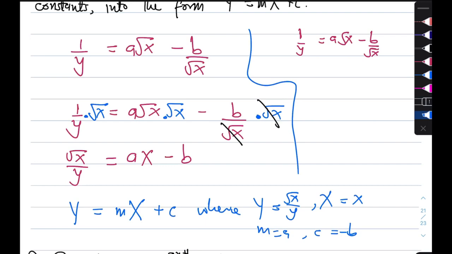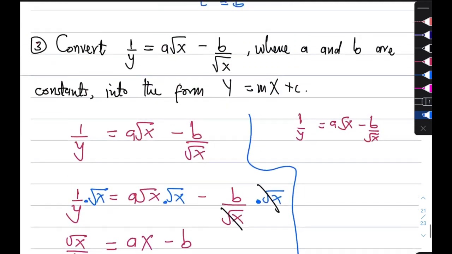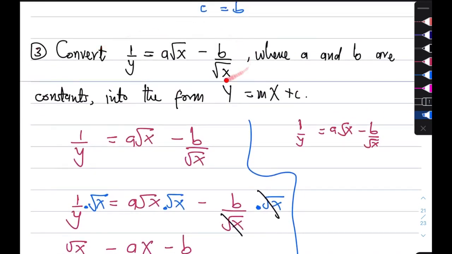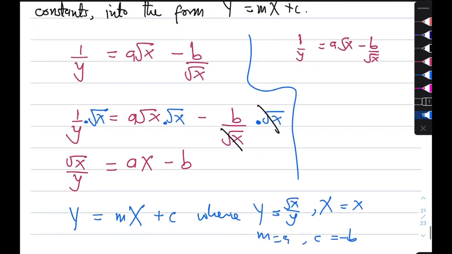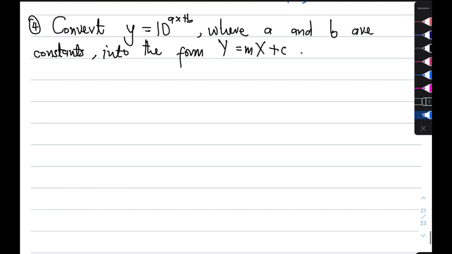All right, now I want us to look at situations whereby they are non-linear like what we have here, but they come with some kind of exponents, in the exponential form. So let's start with this particular question. We are given y is equal to 10 to the power ax plus b. If you have something like this and they want you to express it in this particular form, how do you do that?